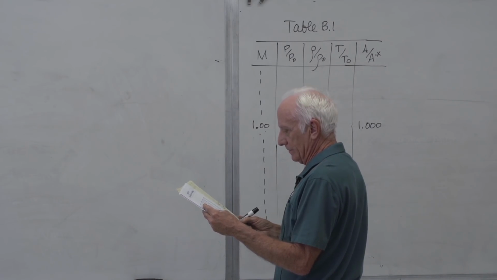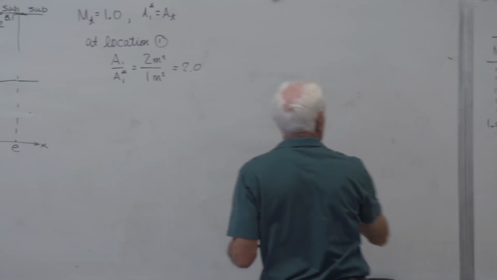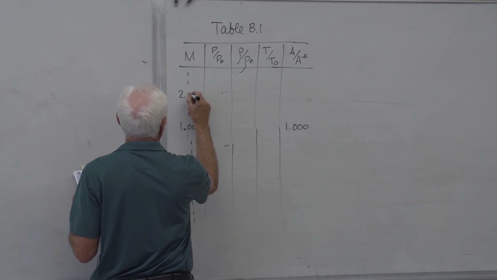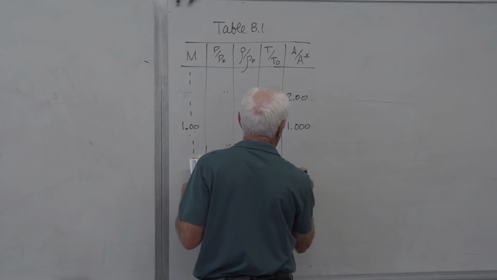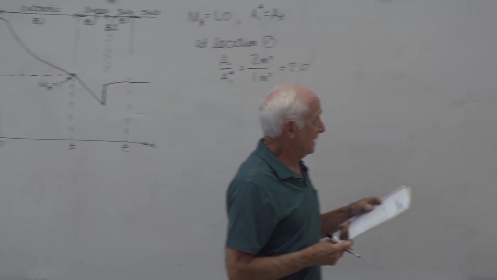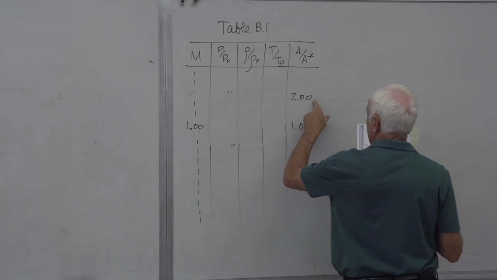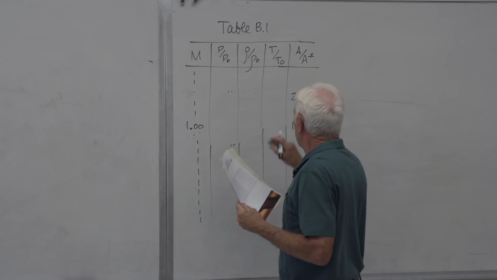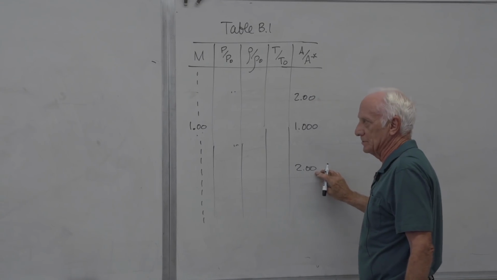And let's see, okay. I'm trying to find A over A star of 2. So here it is, 2. Whoops, there's one down here too. In that table, B1, the isentropic tables, there are two places where you're going to find A over A star equal 2. But here's the key. This one up here is subsonic flow. This one down here, supersonic flow.